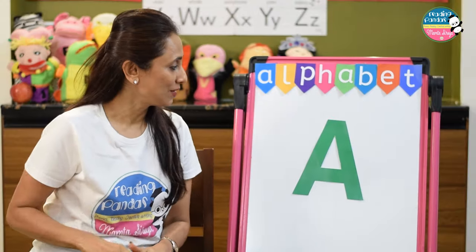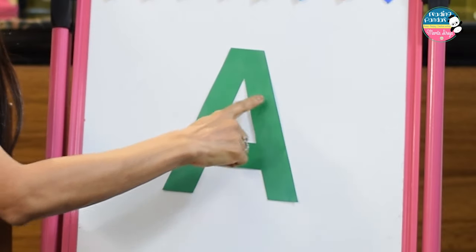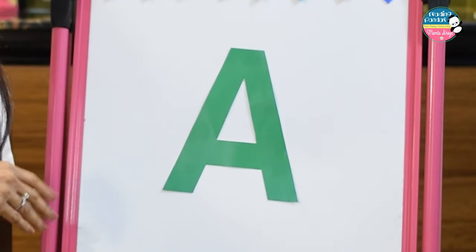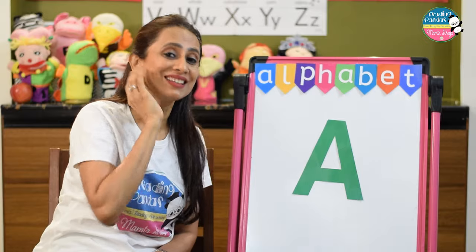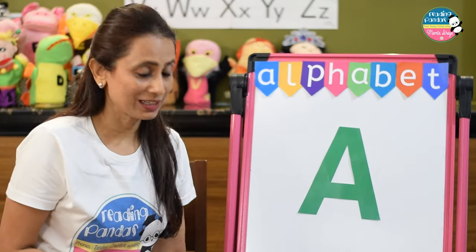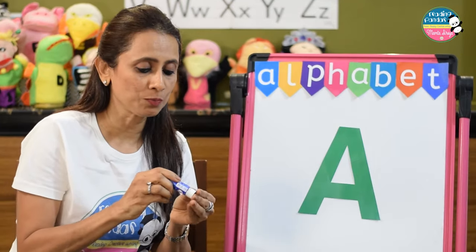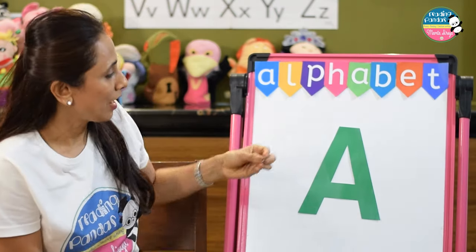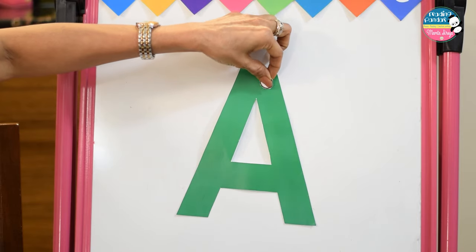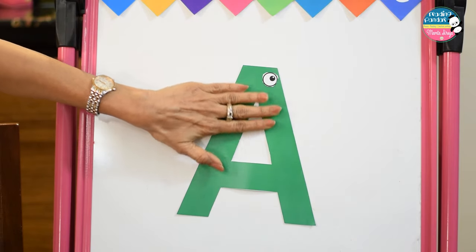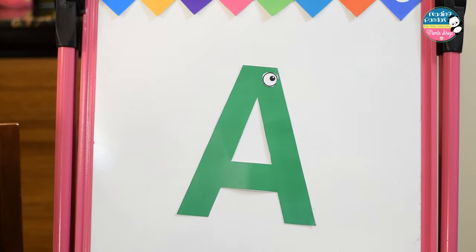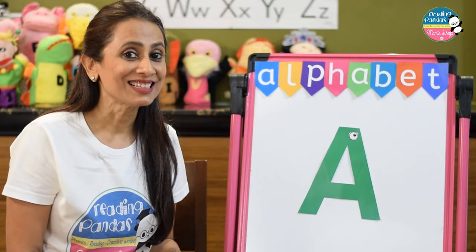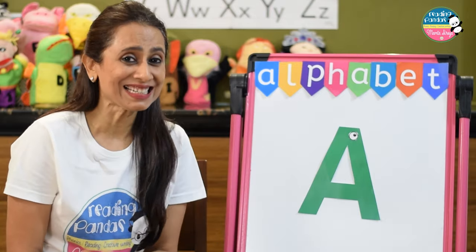So now let's begin. Which letter is this? Yes, it's A. And what sound does it make? Lovely. So let's get going. Take this eye. I want you to put some glue on this. Just a little glue. And make sure you give it to this letter A. And this letter A is soon going to turn into, do you know what? Yes! It's an alligator.